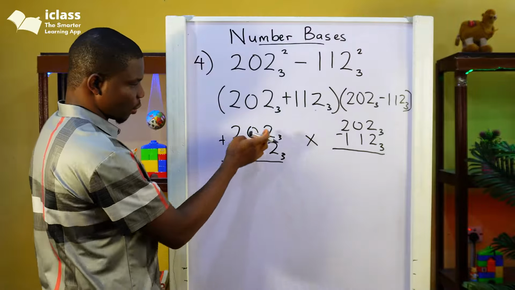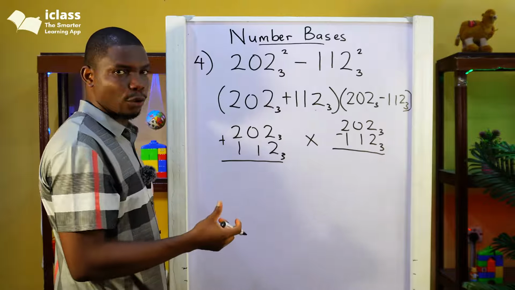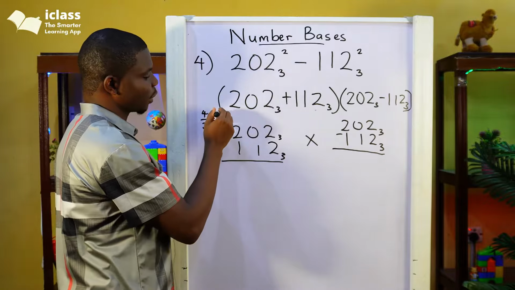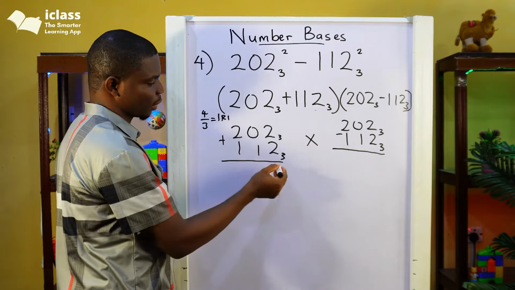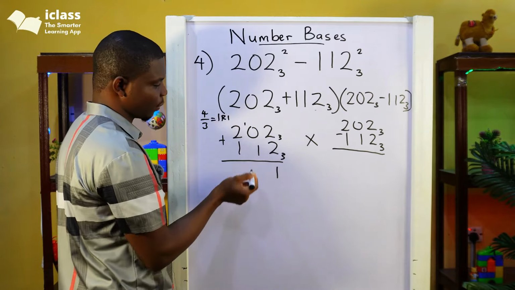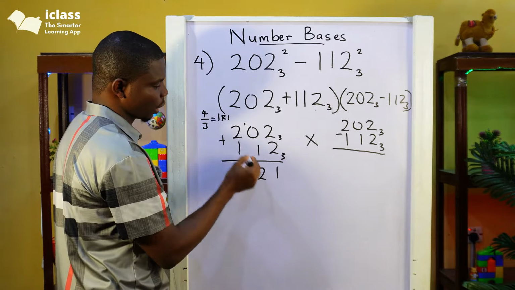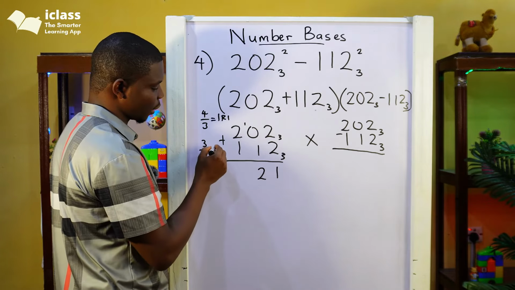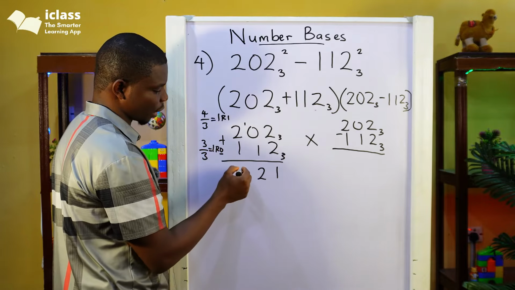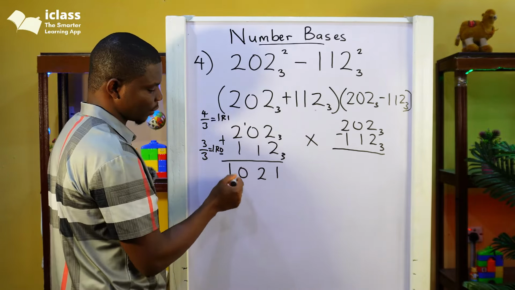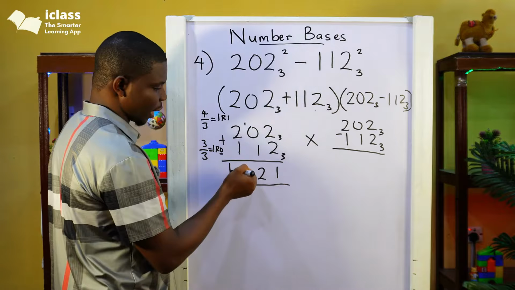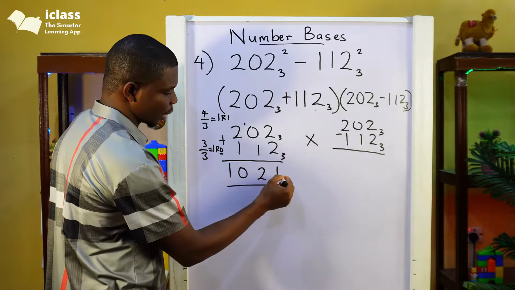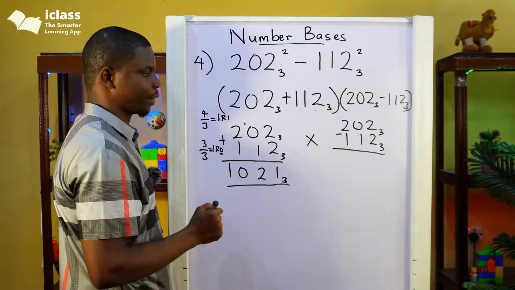Okay? So adding this, 2 plus 2 is 4, but I can't write 4. Instead, I'll write the remainder, which is 1, and take 1 to the next place value. 1 plus 1 is 2, and then 2 plus 1 is 3. I can't write 3. Instead, I'll write the remainder, which is 0, and take 1 to the next place value. So we have the sum of 202 and 112 base 3 as 1021 base 3.